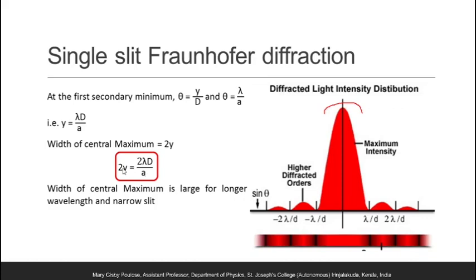Hence, the width of the central maxima is directly proportional to wavelength and inversely proportional to the slit width. Hence, we can say the width of the central maxima is large for longer wavelength and smaller or narrow slits. Likewise, the width of the central maxima is small if the wavelength of light used is shorter and the slit size is larger.